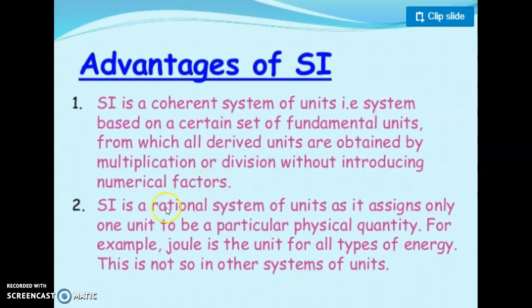Second, SI is a rational system of units as it assigns only one unit to a particular physical quantity. For example, joule is the unit of all types of energy. So for one quantity there is only one unit. This is not so in other systems of units.